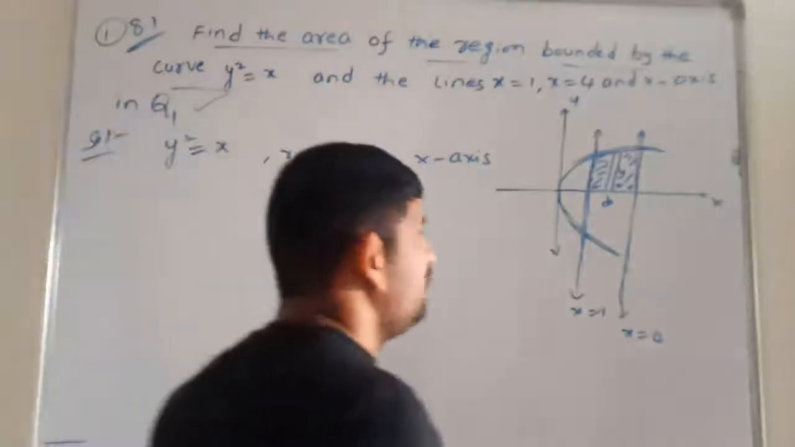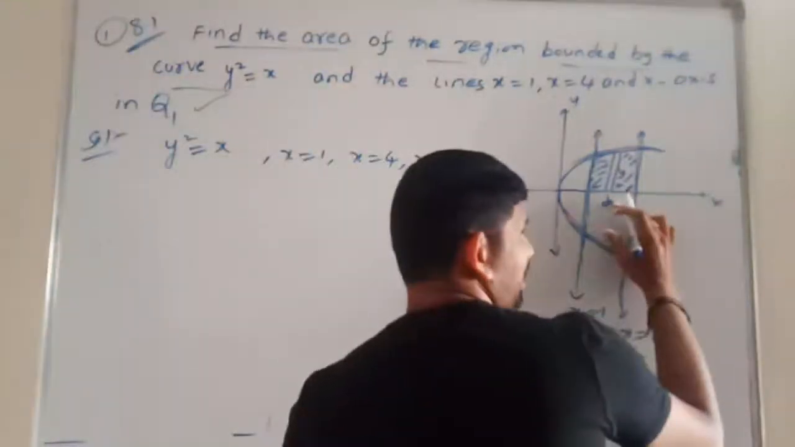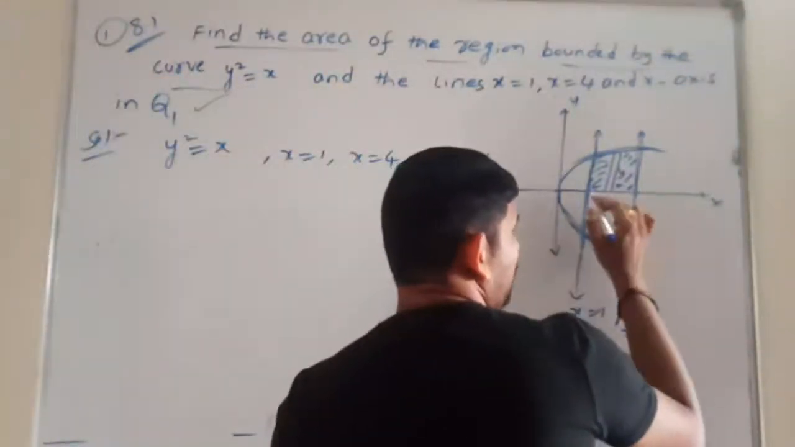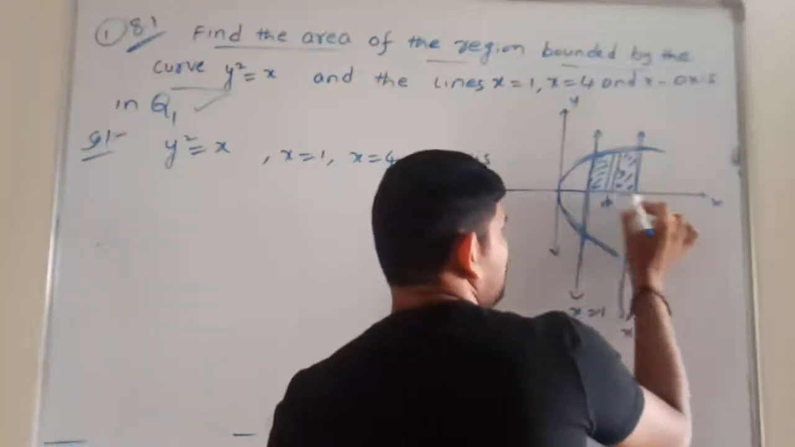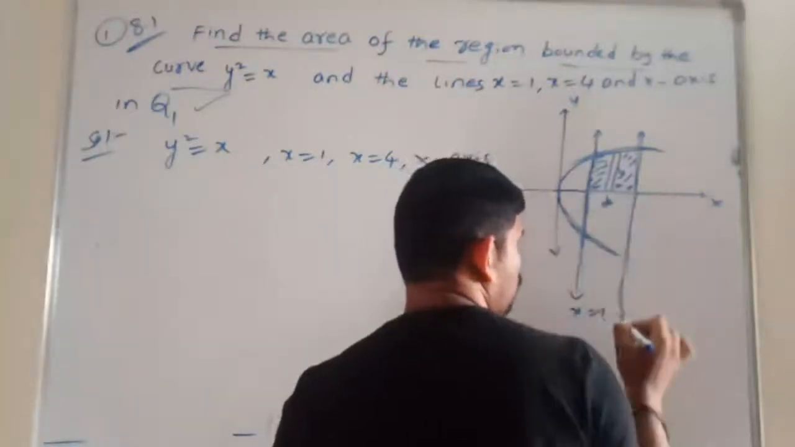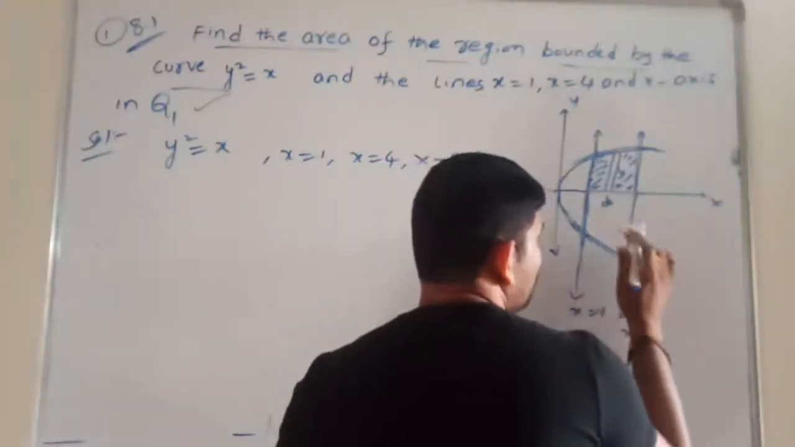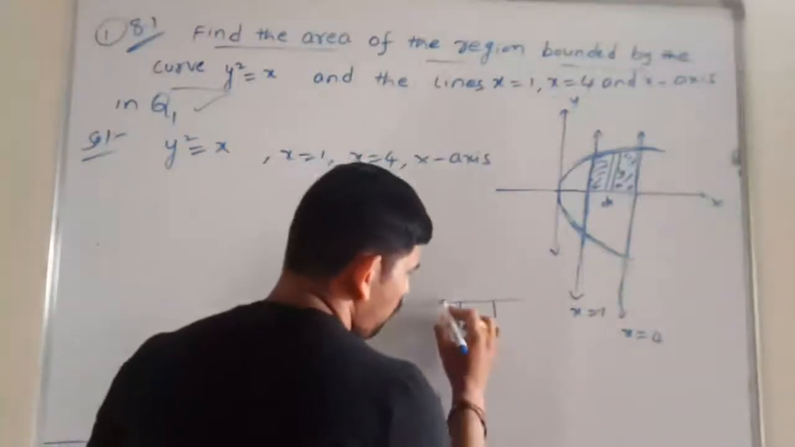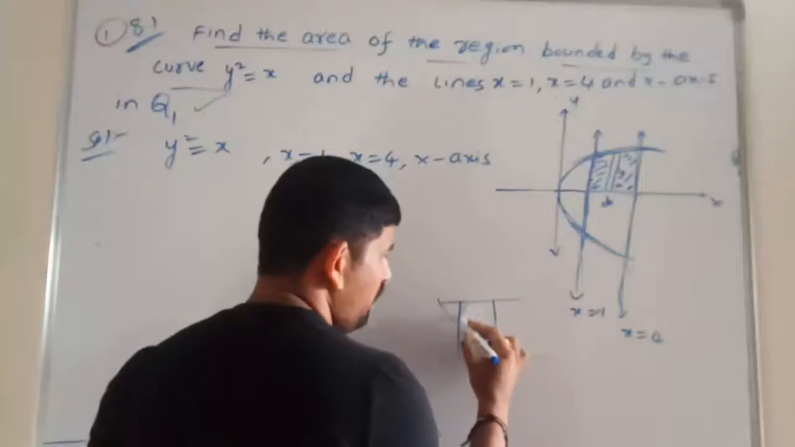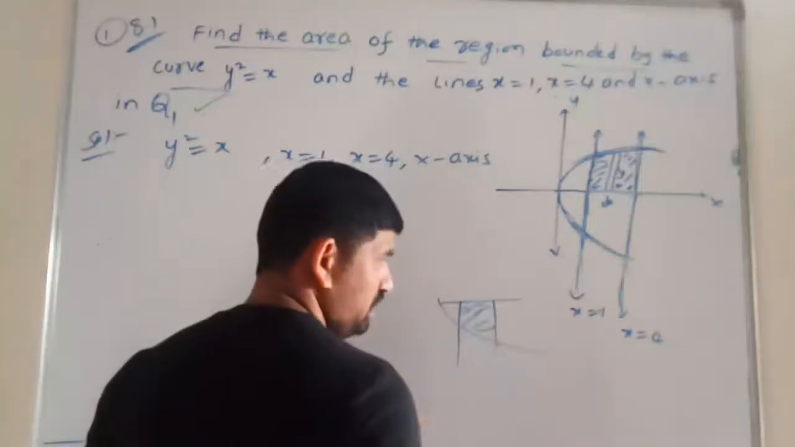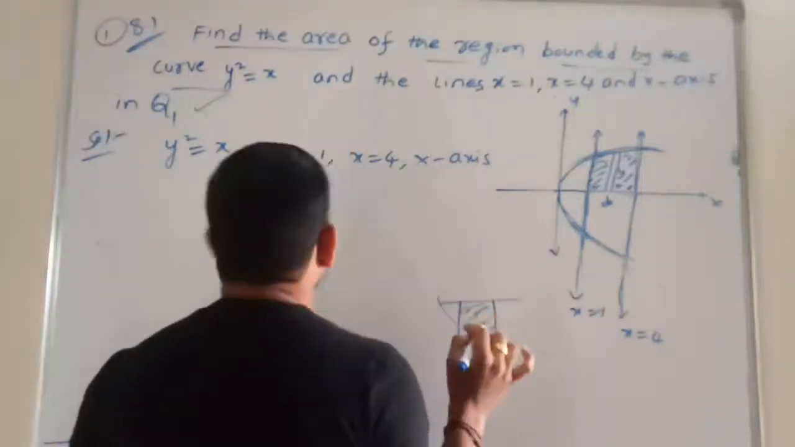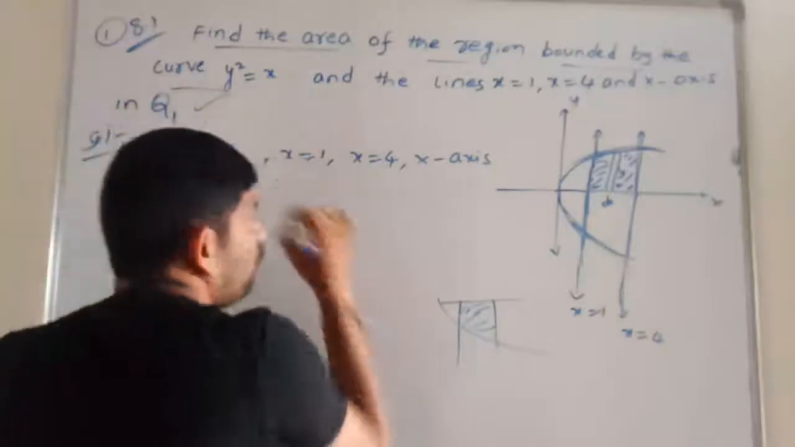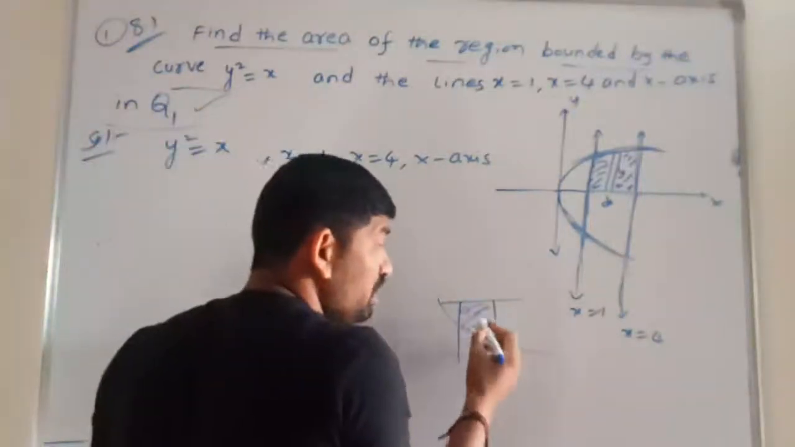Find in the first quadrant, this is the bounded region, again bounded by the x axis. See very clearly: x axis, x is equal to 1, x is equal to 4, and the curve. Is this again a bounded region or not? See student, this is again a bounded region. Very clearly I am telling, this is below the x axis, but he is clearly giving us to find the bounded region in the first quadrant.